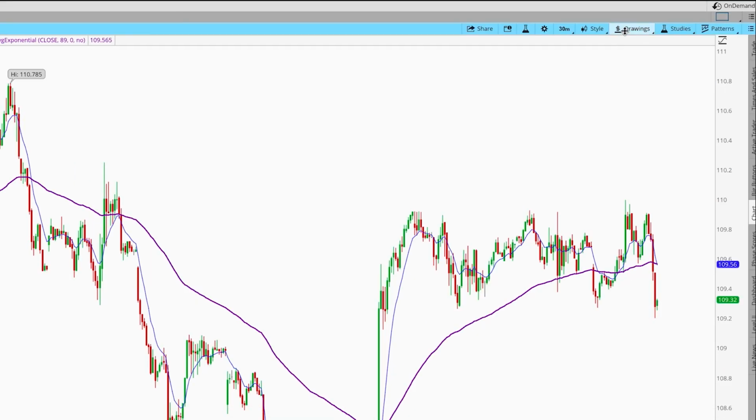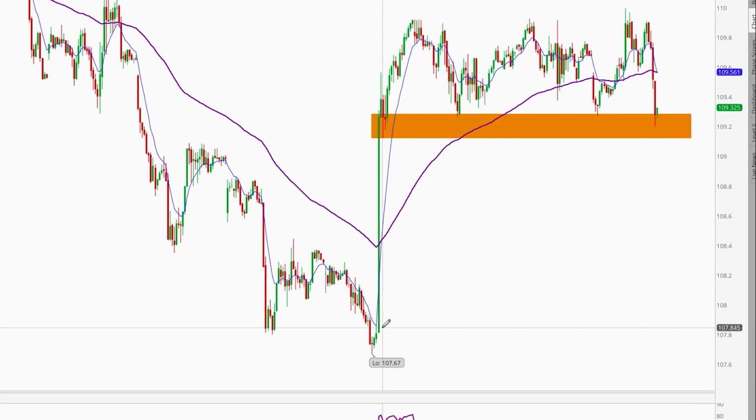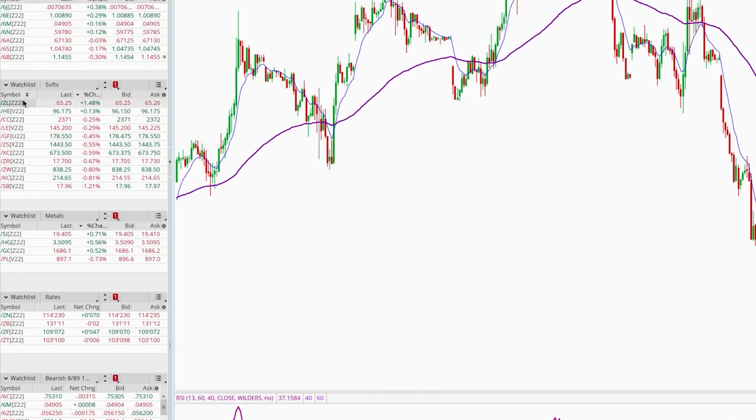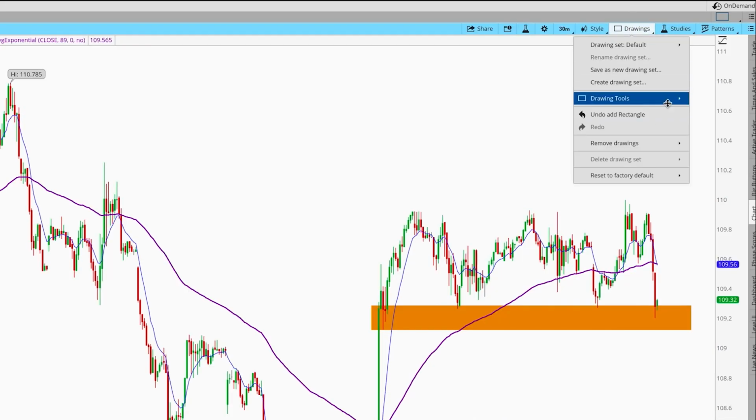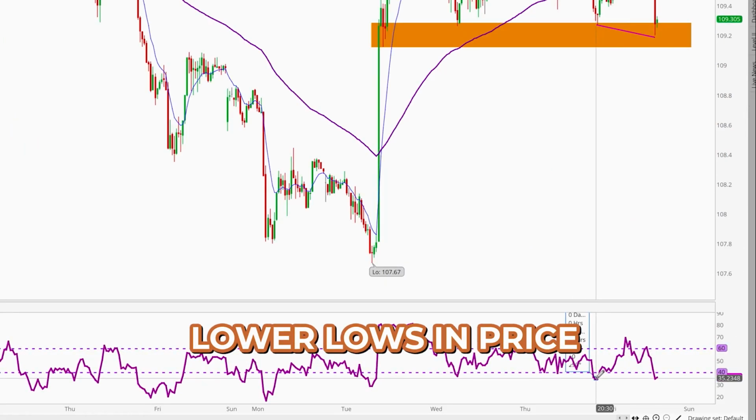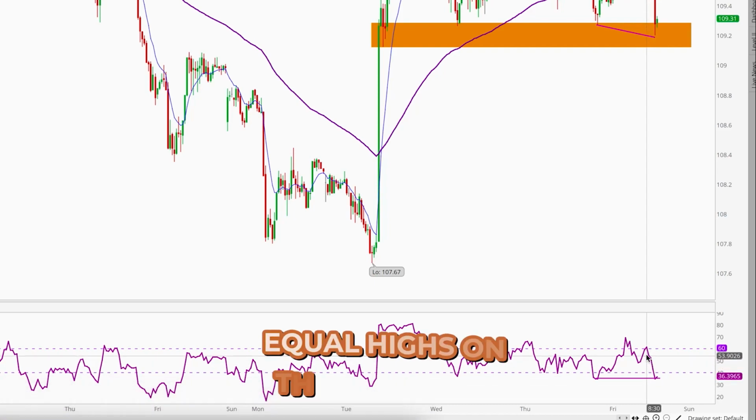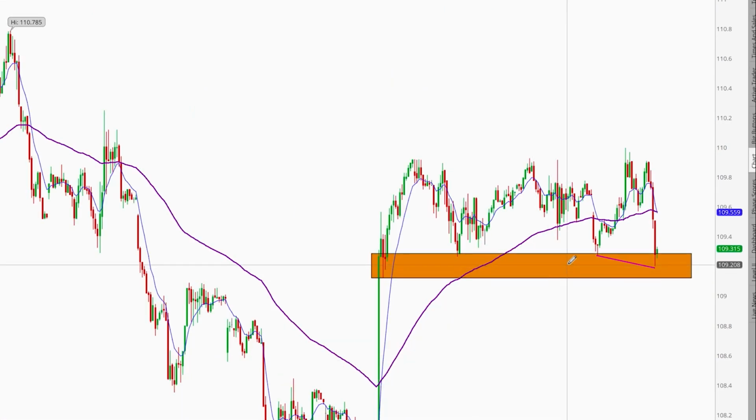And what that has led to is us coming back and kind of testing this basing area. On the back end, I believe this is the CPI number that spiked the dollar. It sent all of the currencies way down. And we are coming back for the third retest on this area. And what I notice here is that as we are creating lower lows in price, we're creating basically equal highs on the indicator. So not a lot of directional momentum that the indicators are giving us other than this kind of support area that's been created around 109.20.